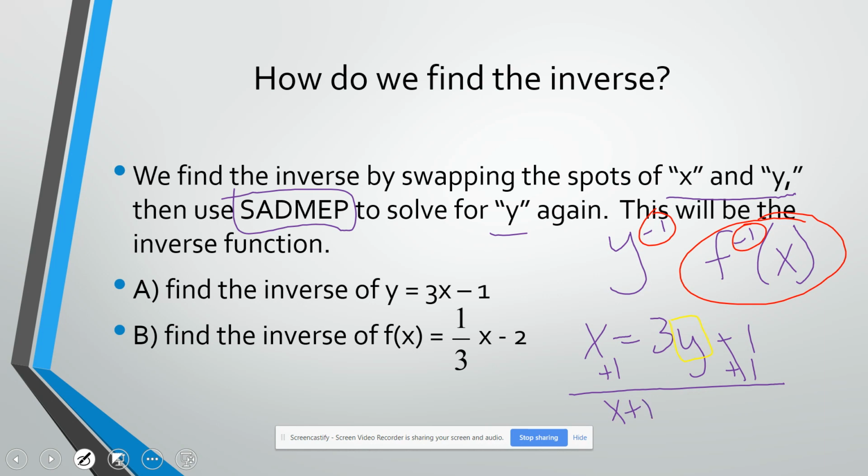So we have x plus 1 is equal to 3y. Our last step would be to divide everything by 3. Now we have y alone. So we have x plus 1 over 3 is equal to y to the negative first power. Remember, that negative first power for what we're doing here says I'm an inverse. I am the exact opposite of another equation.